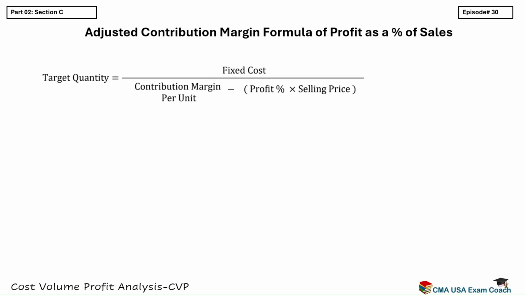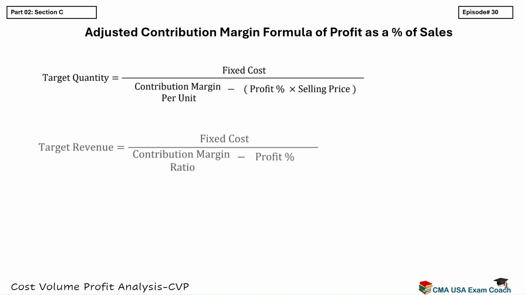This adjusted contribution margin tells us how much is left from each unit to cover the fixed cost, after setting aside the profit portion. Once we have that number, dividing the fixed cost by this adjusted margin gives us the number of units we need to sell. That is our target quantity. Now let's look at how to calculate target revenue in this case.